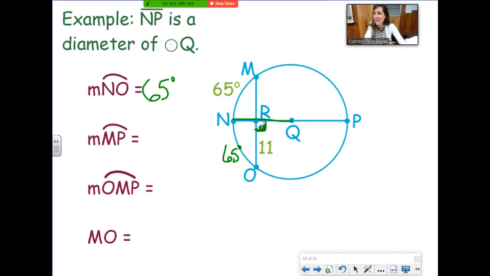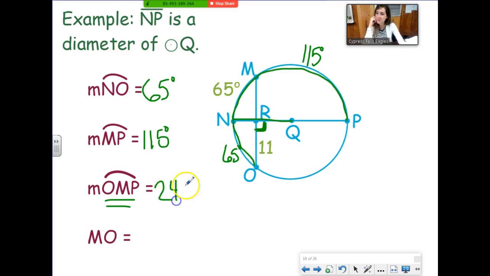Okay, what's the measure of arc MP? 180 minus 65, right? Because it's a semicircle. 115. There we go. What kind of arc is this? What's the vocab word? A major arc. Good. What's the measure of that major arc? Anybody? 245. Yay. So we add it up.